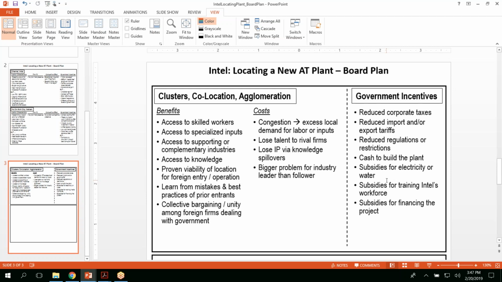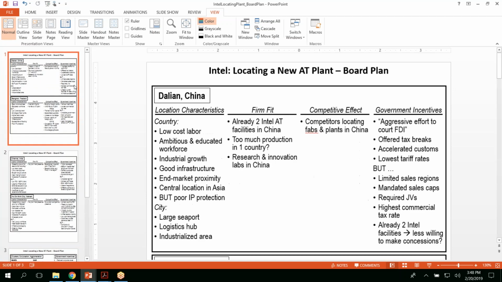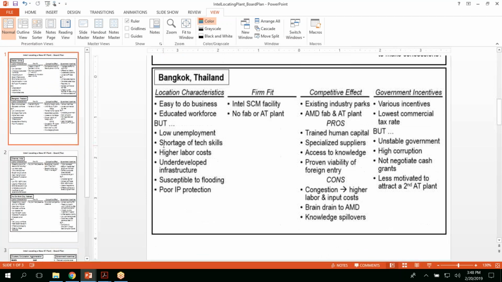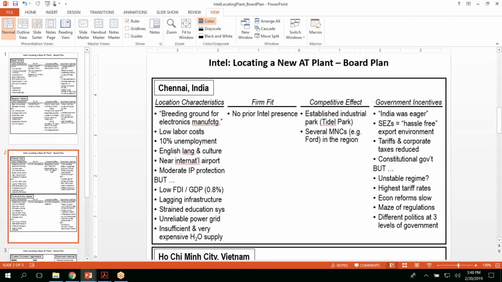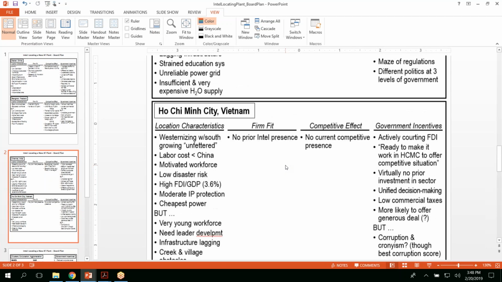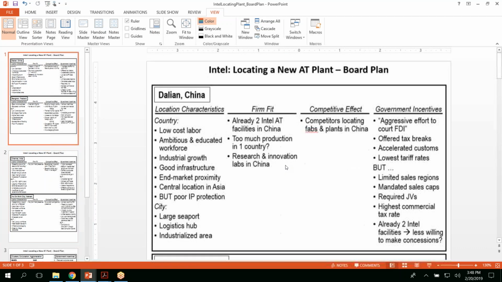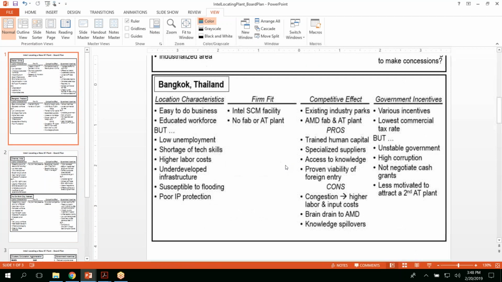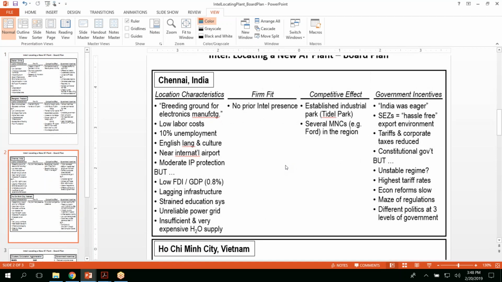You might want to have a laundry list of these, and then after you have a laundry list, I would go back and say, okay, if that's the laundry list, who seems most willing, who's going to give Intel the best deal? What are China's incentives to give them a deal? What are Thailand's incentives, right? Then what about India's incentives, and finally, what about Vietnam's? Now I've talked in detail about the key facts to get out about China and Thailand. Let me talk about the key facts to get out about India and Ho Chi Minh City, Vietnam, right?